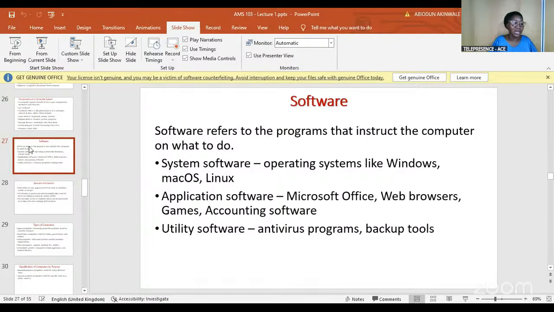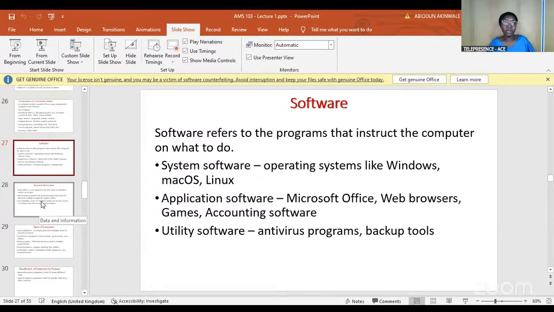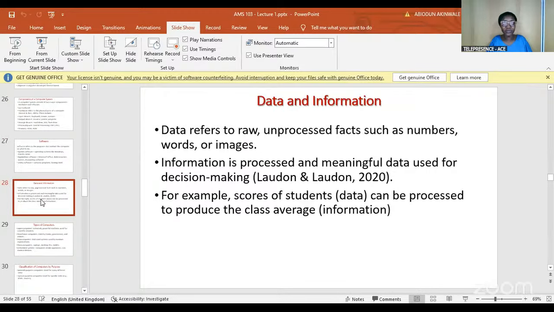So please, the next slide. Okay. So the second component is the software. Just like I mentioned, these are the instructions that make the computer work. They refer to the programs that instruct the computer what to do. So we have the system software, we have application software, we have utility software. For system software, if it is not there, like Windows, your computer is not going to work, it's not going to serve you.